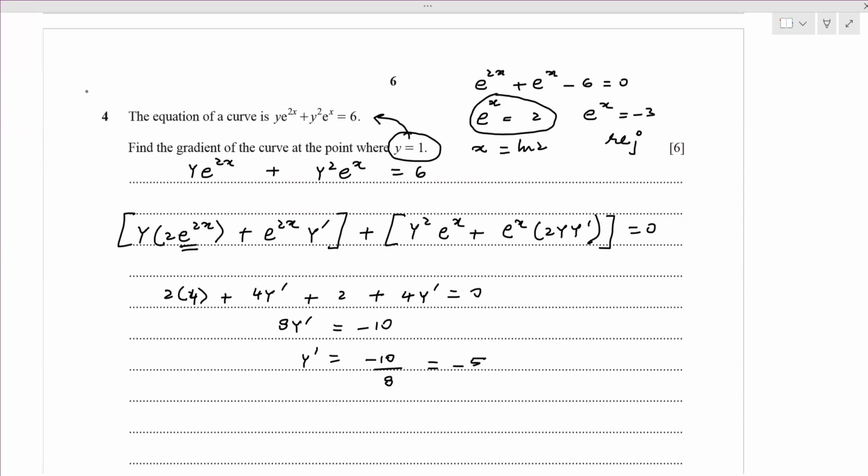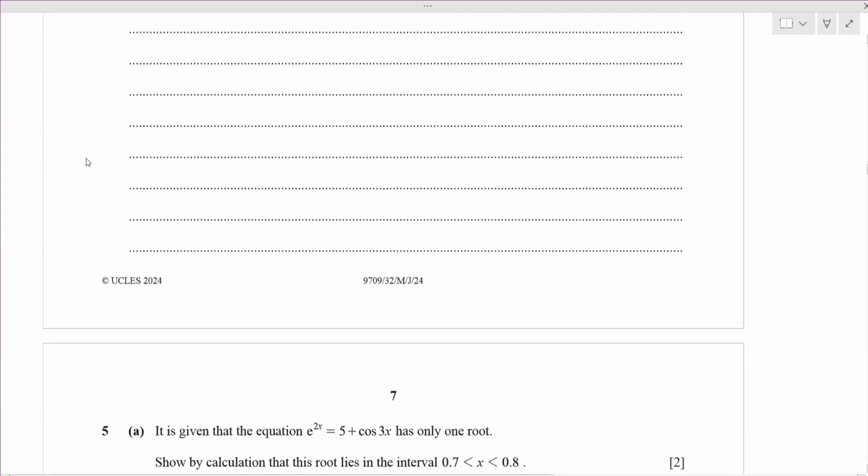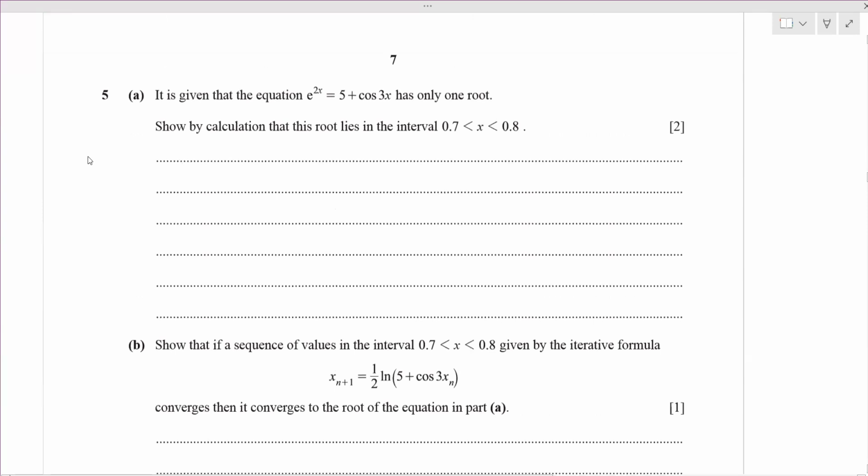which is equal to minus 5 over 4. This is the final answer of the question. Hopefully it is clear, a simple question of 6 marks. Now, next question.